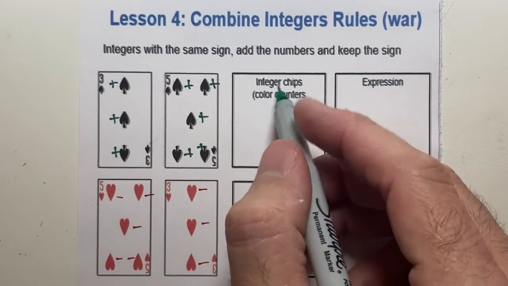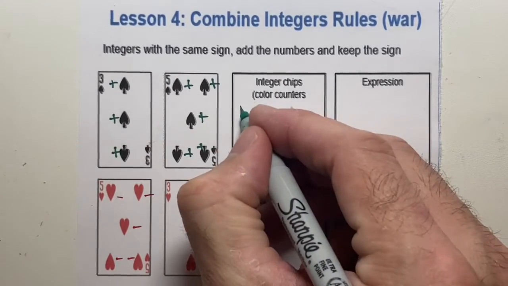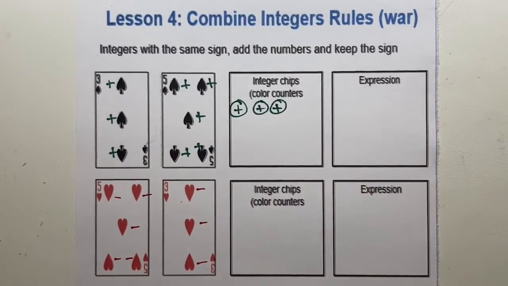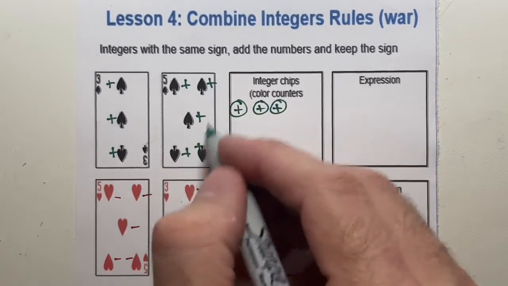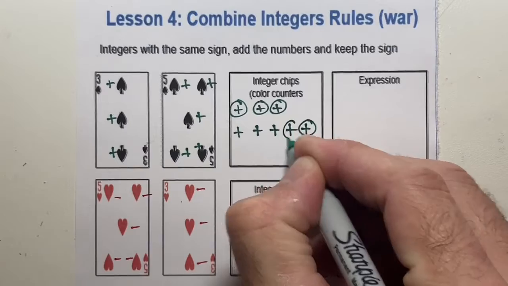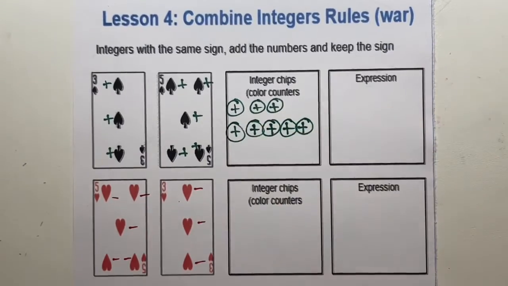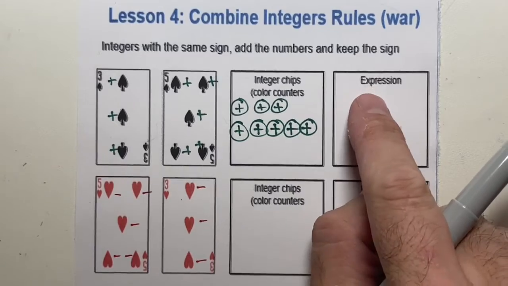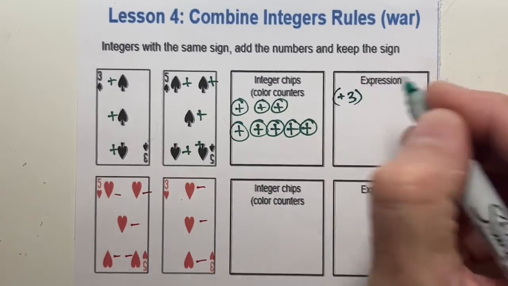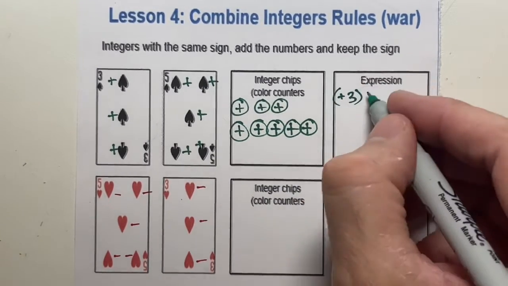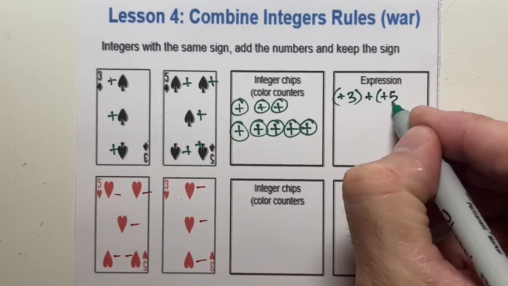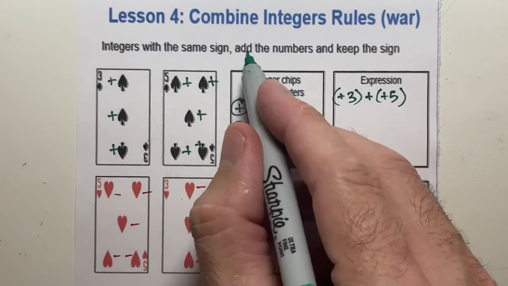So the first thing, we're going to represent these using integer chips. Well, we have 3 positives here. So the integer chips, just going to put a plus sign and then a circle. And then we have 5 positives. Okay, so it's just our chip model. And the expression that we would write for this is that we have 3 positives. I'm going to put it in parentheses, just saying that is a separate number. And then we're going to combine it with 5 positives.